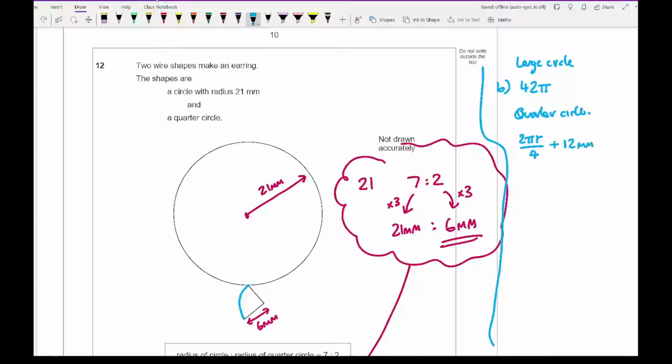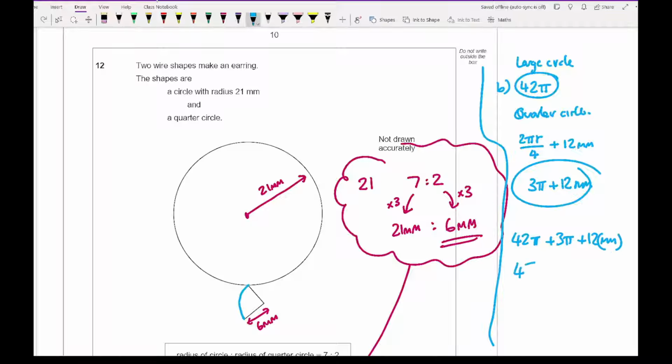Now in terms of the quarter circle, the r is 6, so it's going to be 6 times 2, which is 12, divided by 4, which is 3, so it's 3 pi plus 12 millimeters. So all I then need to do is just simply add those two up, so it's going to be 42 pi plus 3 pi plus 12 millimeters, and combining that all up I get 45 pi plus 12, and that's all in millimeters.